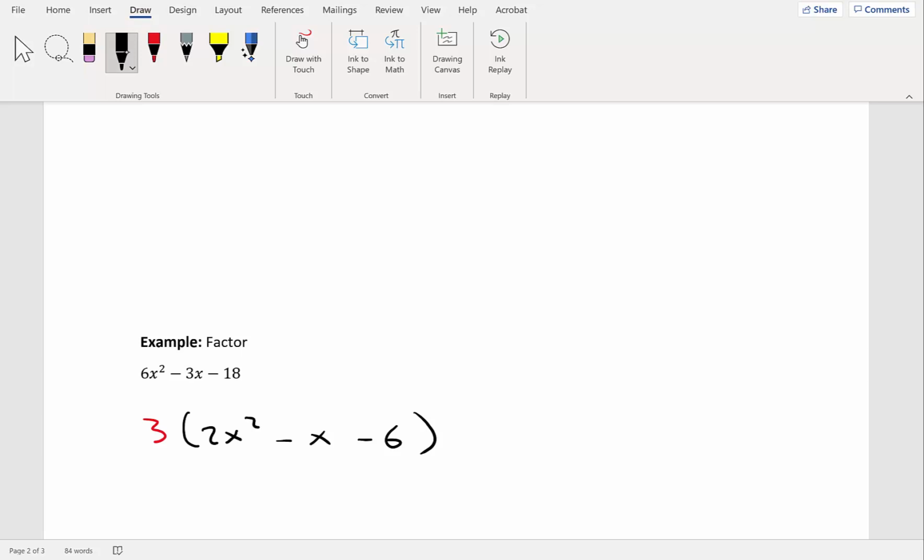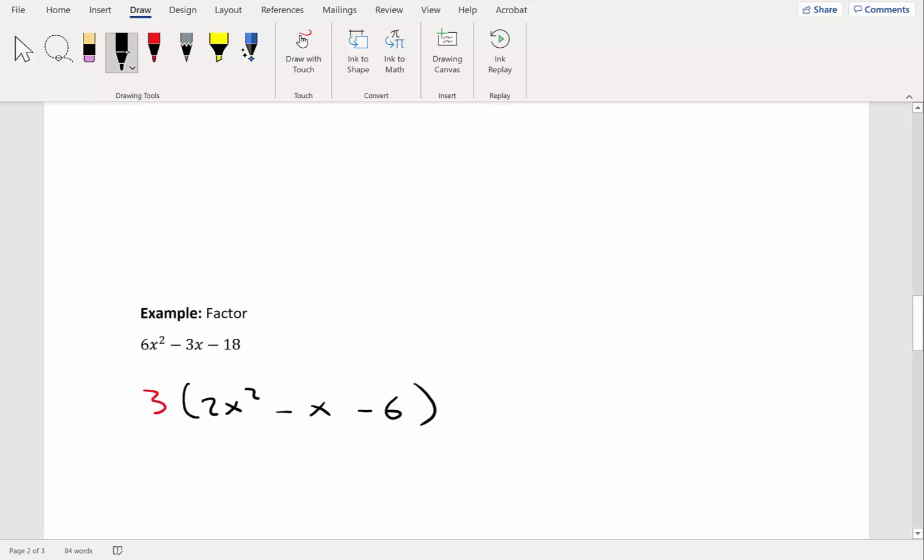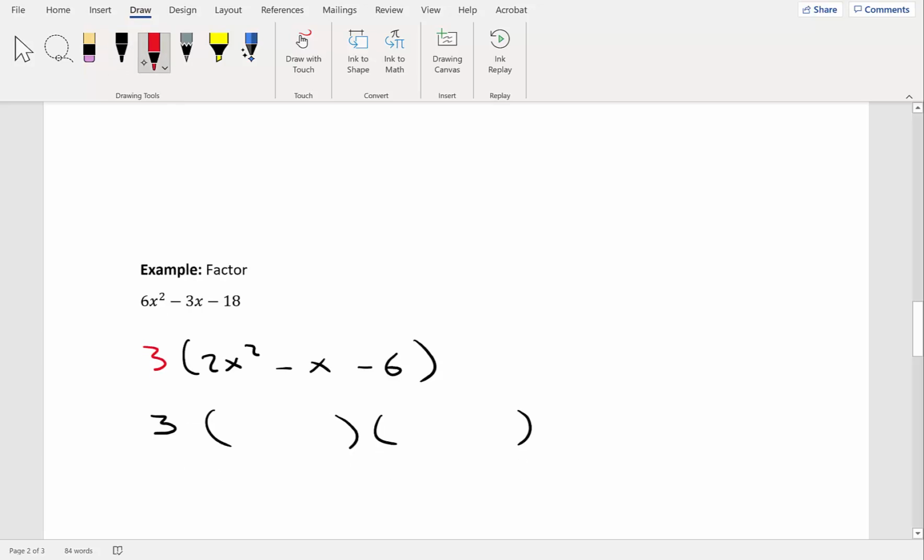So now we have a trinomial, and notice we have a number in front of our x squared. So this leads us to either using the trial and error method or the AC method. I'm going to try out the trial and error method and see what I come up with. The GCF is going to stay on the outside. Now for this trinomial, when I multiply the first two terms together, it has to give me 2x squared. So my only option here is 2x and x. Now when I multiply my last two terms together, it has to give me -6.